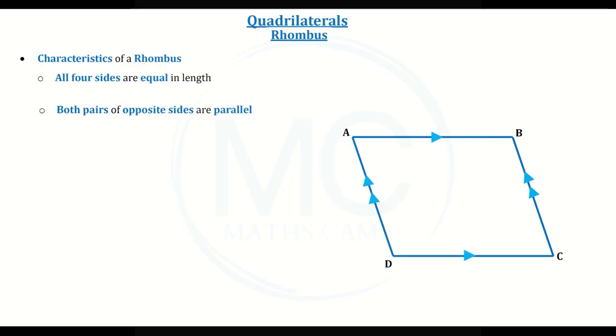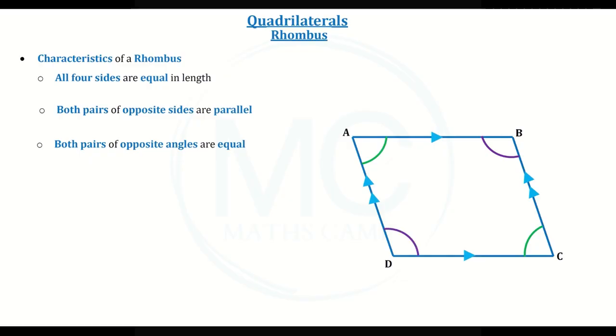Both pairs of opposite angles are equal. This means that angle A, let's make it green, is equal to angle C. So let's make it green as well. Angle B, let's make it purple, is equal to angle D. So let's make this angle purple as well.